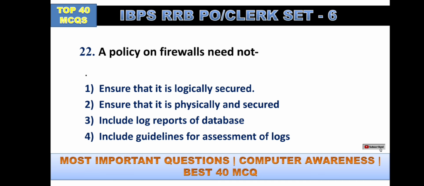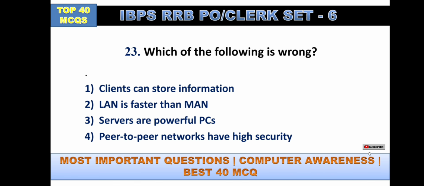A policy on firewall need not be ensured that is logically secured. Okay. Here the answer is option number 1. Which of the following is wrong? See, client can store information. It is correct. LAN is faster than MAN. It is also correct. Servers are powerful PCs. It is also correct. Here the wrong is option number 4.